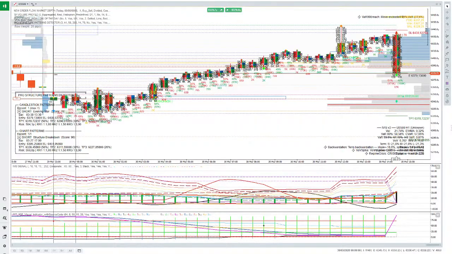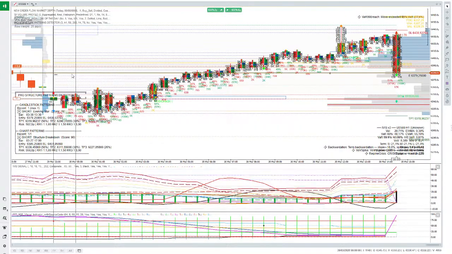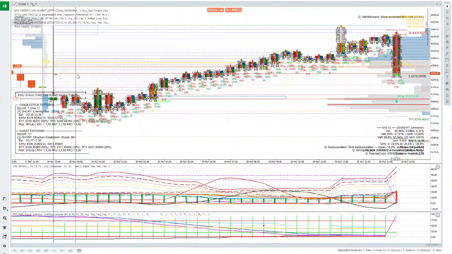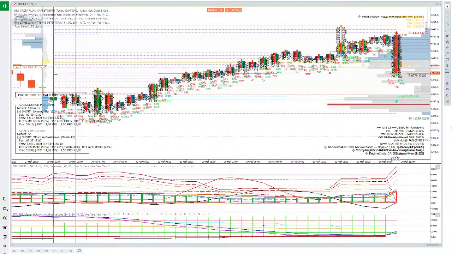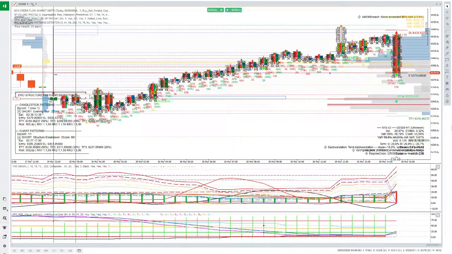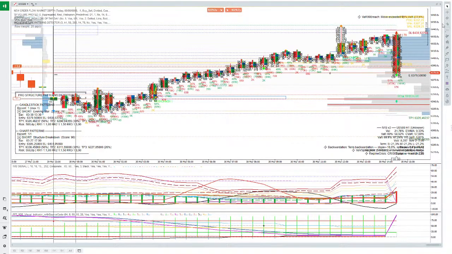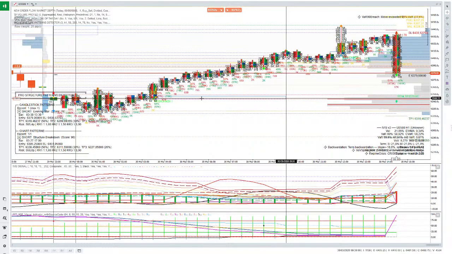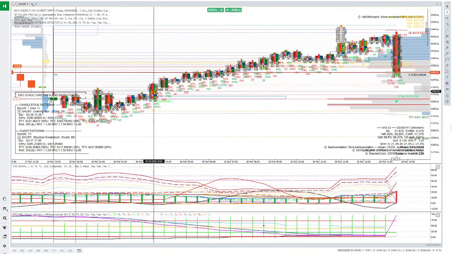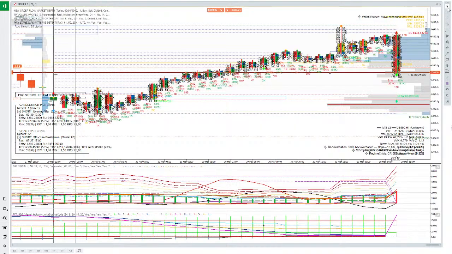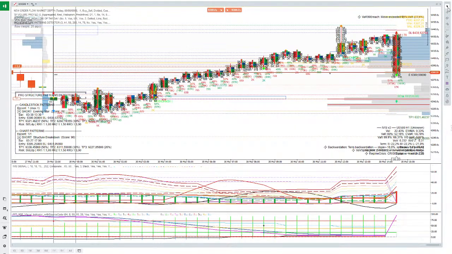What do we have here? We are breaking down the point of control. We are doing a lot of business, all single prints here in the value area. It means that there is a lot of imbalance in the market. We have a fair value gap, an order block here. In fact, we have a golden candle which signals with the order flow the highest volume of orders.